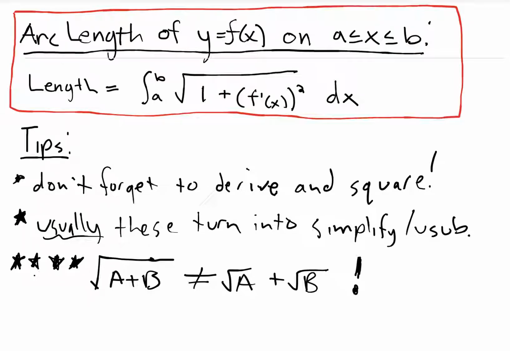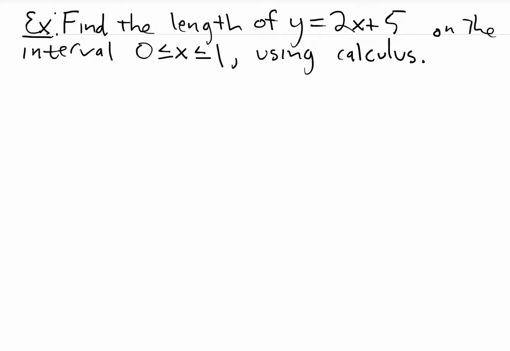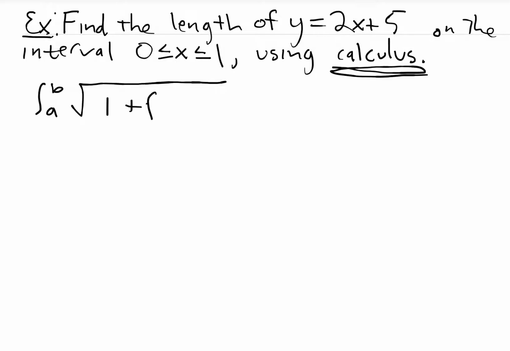Okay, first example, length of y equals 2x plus 5 on 0, 1. I specify using calculus because this is a straight line, so technically you could get away with using distance formula or drawing out a diagram and using Pythagorean theorem, but I don't want to do that. I want to actually see I'll use this formula. So the first thing I'm going to do is just write out my formula so I remember what I'm working with. I'm not doing anything fancy yet. I'm just copying the formula down.